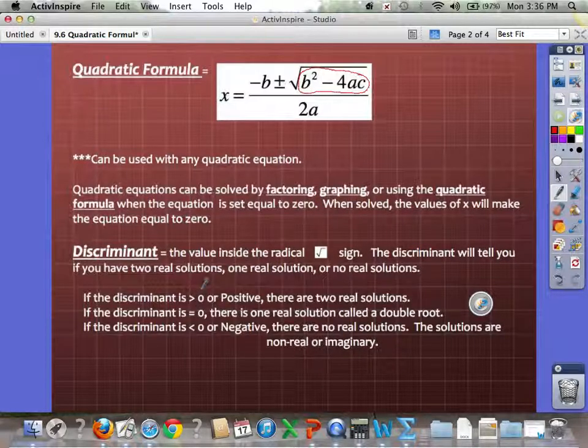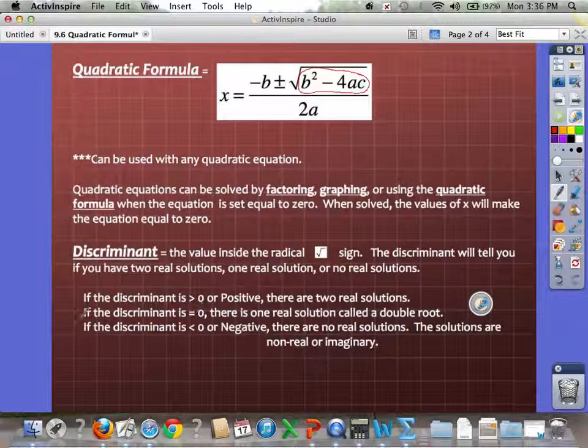Now, if the discriminant is greater than 0 or positive, there are 2 real solutions. So once you come up with this number right here, if it was a positive number, it's going to be 2 real solutions. If when you plug in everything it equals 0, then there is only 1 real solution, and that will be called a double root. And if the discriminant is less than 0 or negative once you solve everything, there are no real solutions. The solutions are considered non-real or imaginary. Okay? So these will tell you what's going on inside the graph.